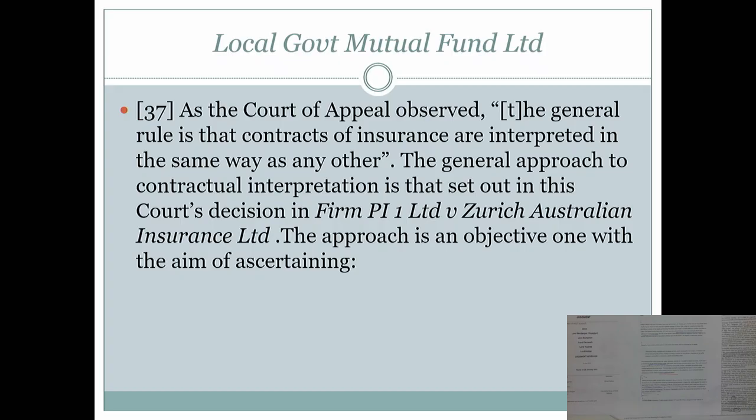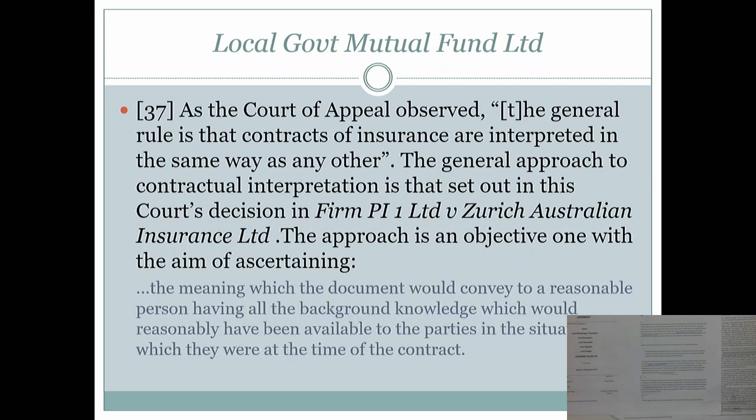Limited, not Bathurst. The approach is an objective one with the aim of ascertaining the meaning which the document would convey to a reasonable person, having all the background knowledge which would reasonably have been available to the parties in the situation in which they were in at the time of contract. So, Bathurst would say that's the question we're trying to figure out. Does the evidence you're seeking to lead or bring into this court tend to help us to answer that question or not?